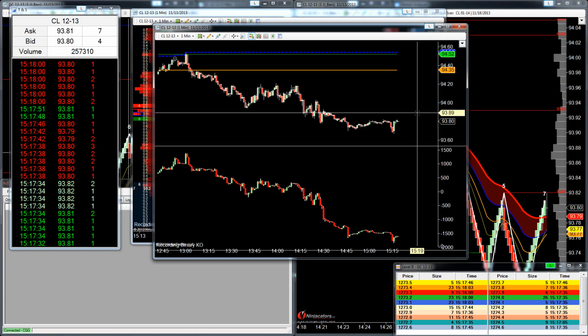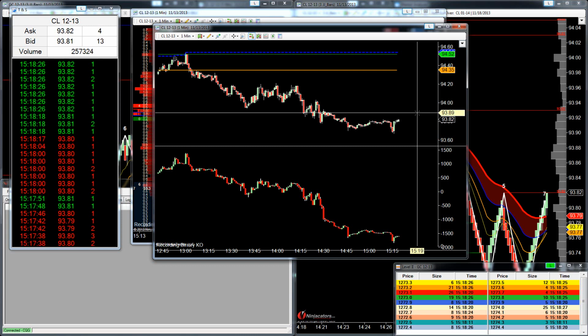What is tape reading? Well, tape reading is a way that we can use the time and sales window or the level 2 or whatever tool we're using to look at the orders coming into the market as clues for buying and selling opportunities. So what we're going to be looking for when we're reading the tape is we always want to read the tape around points of interest in the market. We don't want to just read the tape in the middle of nowhere. That doesn't really help us.